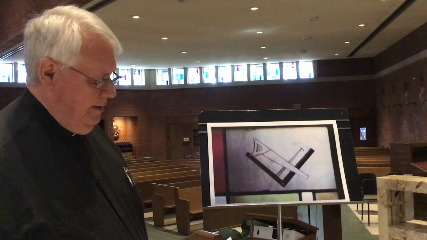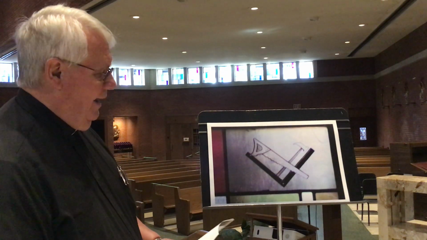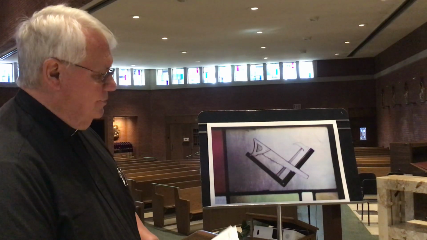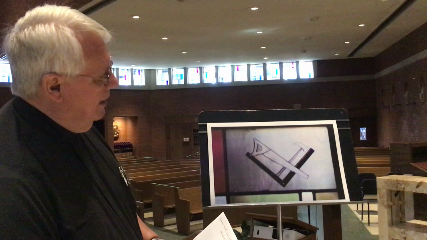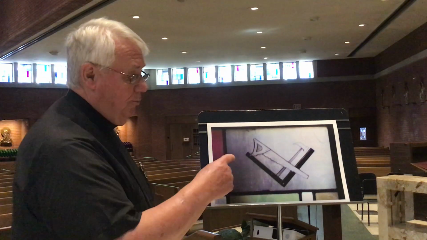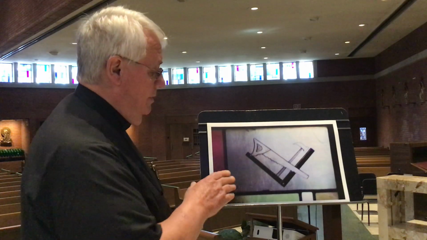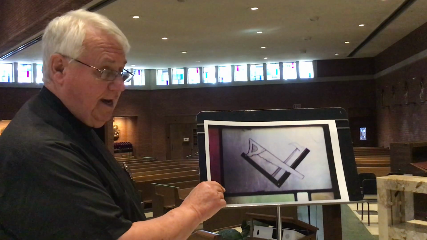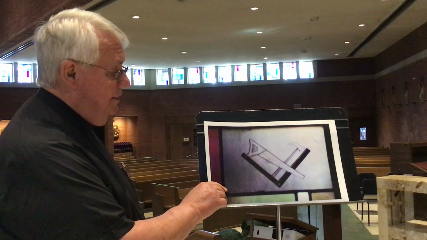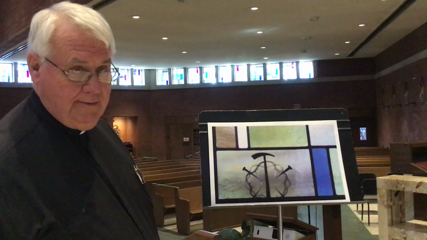The next window has a hammer and saw, and again, as I said, the carpenter's tools. So it's very much a symbol of St. Joseph. So as the Ave Maria was a symbol of Mary, these are symbols of St. Joseph that are pictured in our windows.